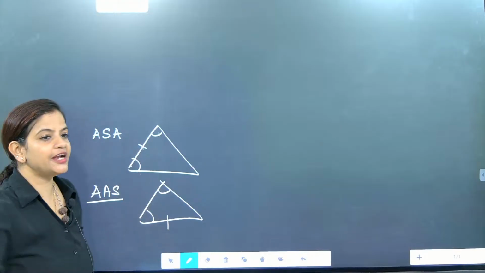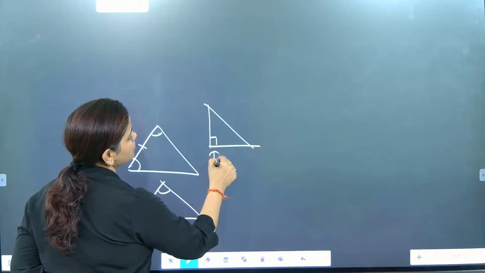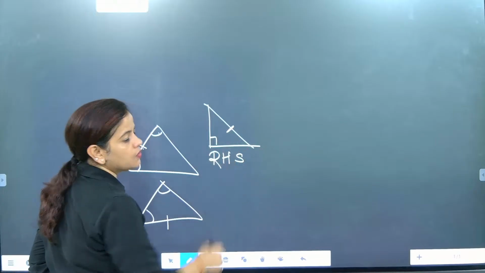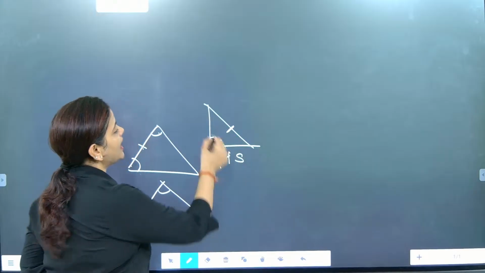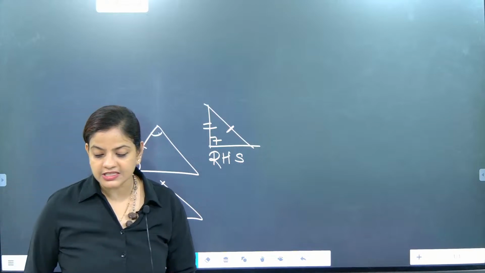Right angle hypotenuse side means the hypotenuse should be equal, this should be 90 degrees, and any one of the sides you have to take equal. So that's considered as right angle hypotenuse side. What is it considered as?